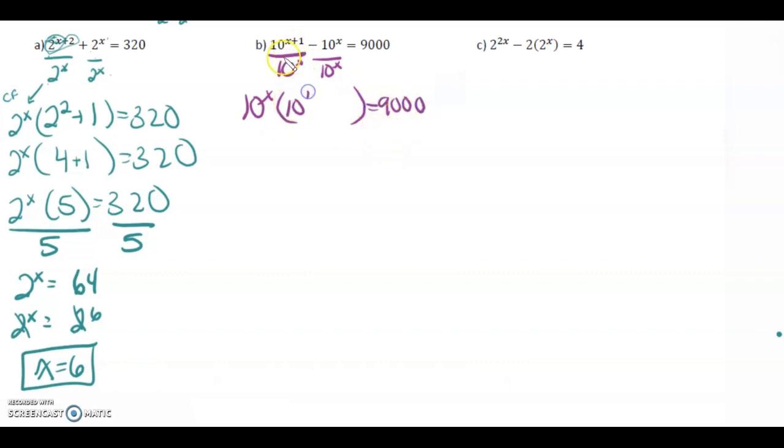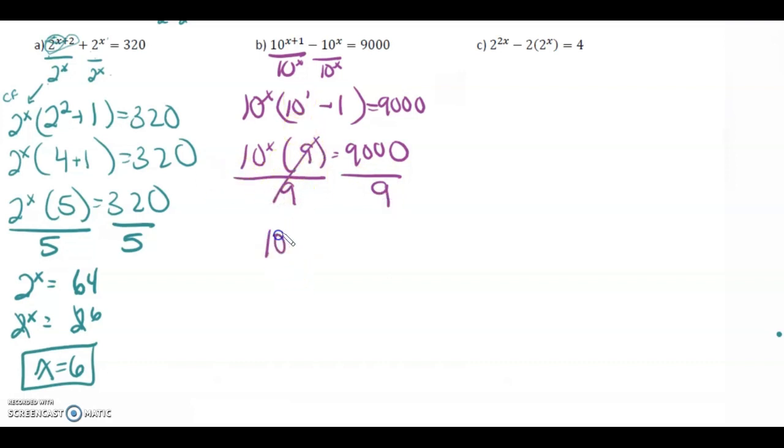So we have 10 to the 1 minus 1. So we have 10 to the x, bracketed, 10 minus 1 is 9, equals 9,000. Same thing, we cannot multiply 10 to the x and 9. Do not multiply those bases. We have to consider BEDMAS. So instead, divide out the 9, and we're left with 10 to the x equals 1,000. We get 10 to the x equals 10 to the 3, so x equals 3.